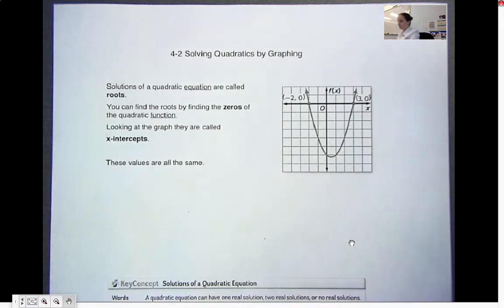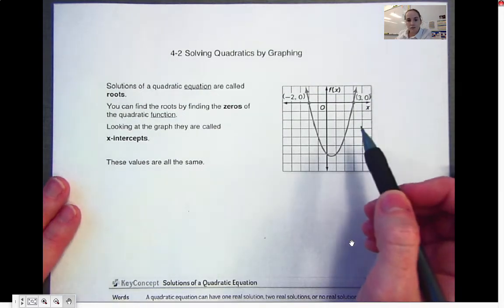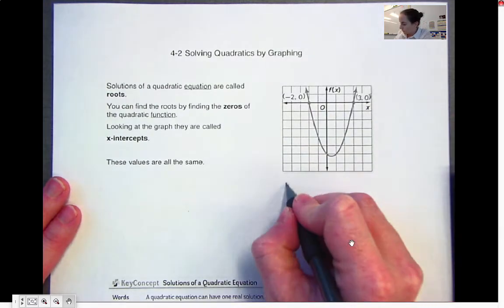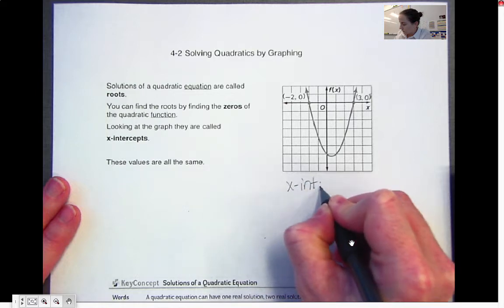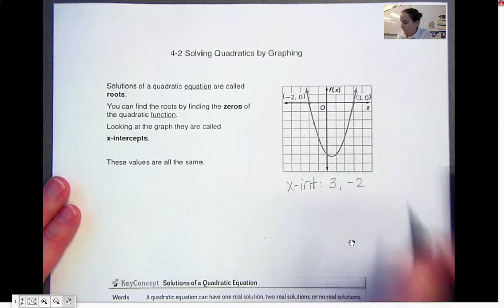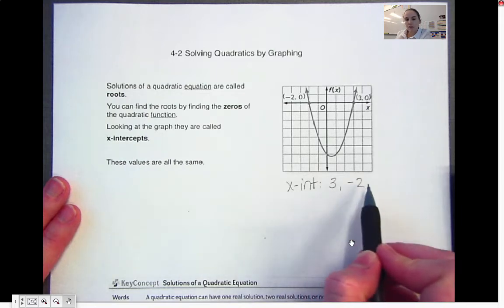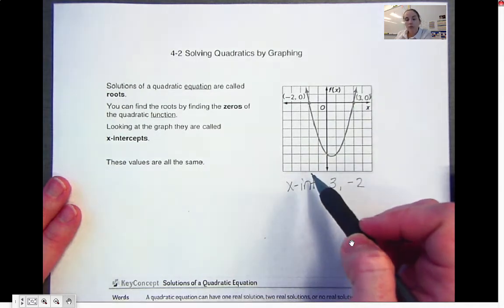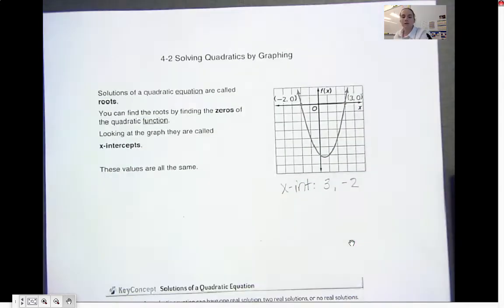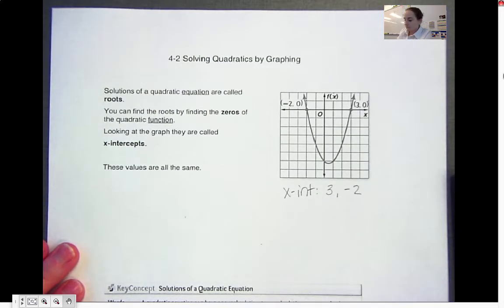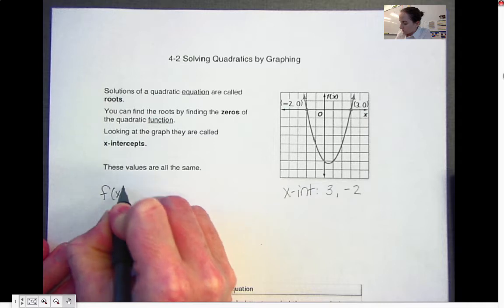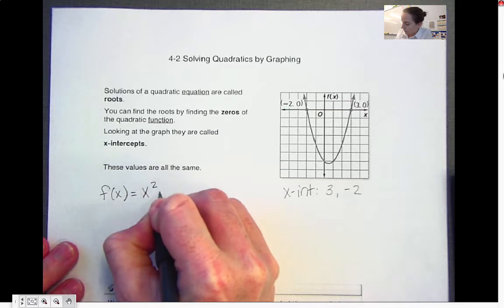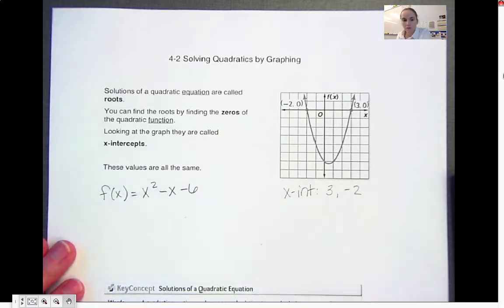So the x-intercepts of this graph are 3 and -2. If I were to plug in 3 and -2 back to the original equation that represents this graph, I would find that it equals 0. So the function that is being used here, f of x, equals x squared minus x minus 6.